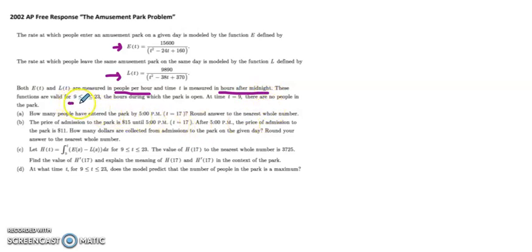The functions are both valid for 9 to 23, which is effectively 9 a.m. to 11 p.m., the hours during which the park is open. Time equals 9, there's nobody in the park because the park is just opening. So the first question is, how many people have entered the park by 5 p.m., which is time equals 17?